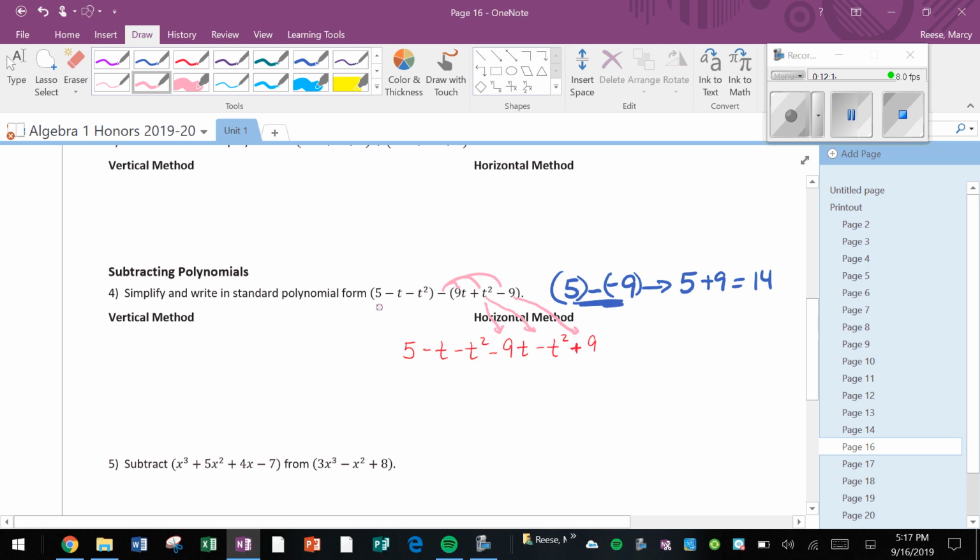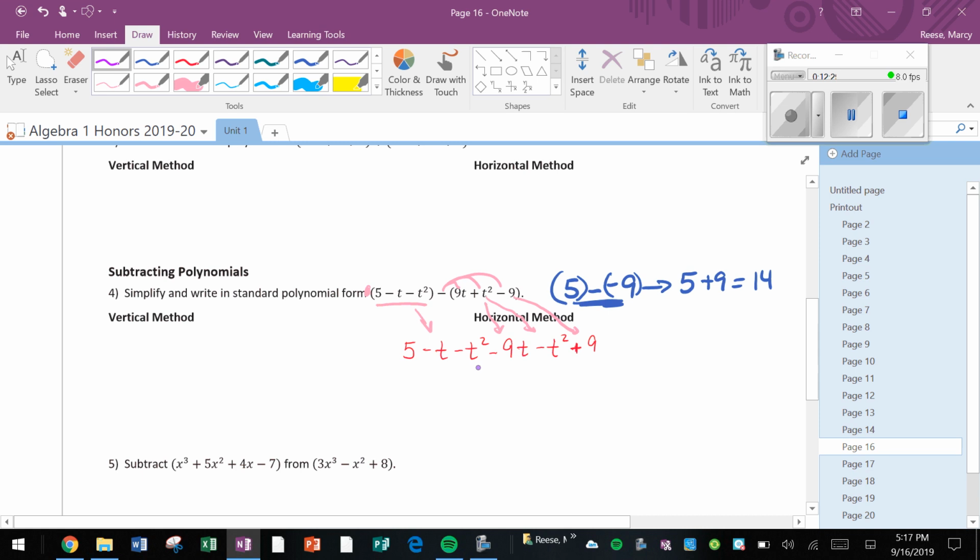And I can drop this set of parentheses because there wasn't anything in the front to distribute. There's nothing here, right? So I just drop them. You just drop the parentheses. I don't have to change any signs. Okay, then we do just what I did up above.